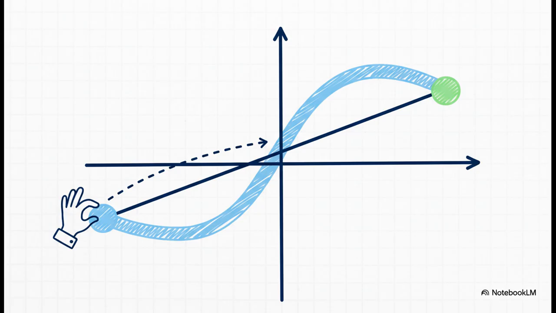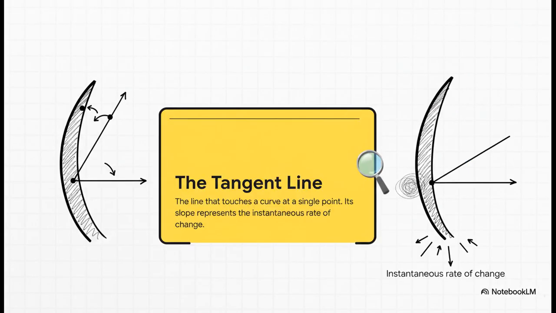Now just imagine grabbing one of those points and sliding it along the curve, getting closer and closer to the other. And as those 2 points on our secant line basically merge into one, the line itself pivots until it's just barely touching, or some people say kissing, the curve at that one single exact point. This new line, we call that the tangent line. And this is a brilliant picture of the instantaneous rate of change.